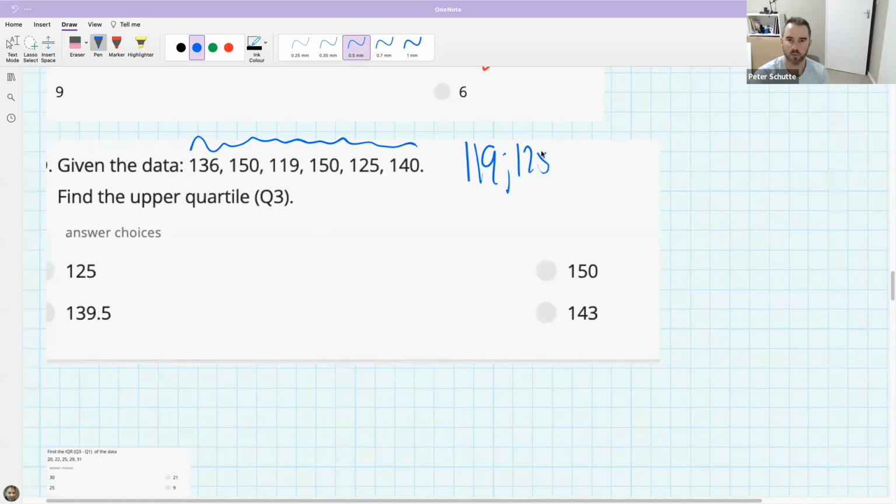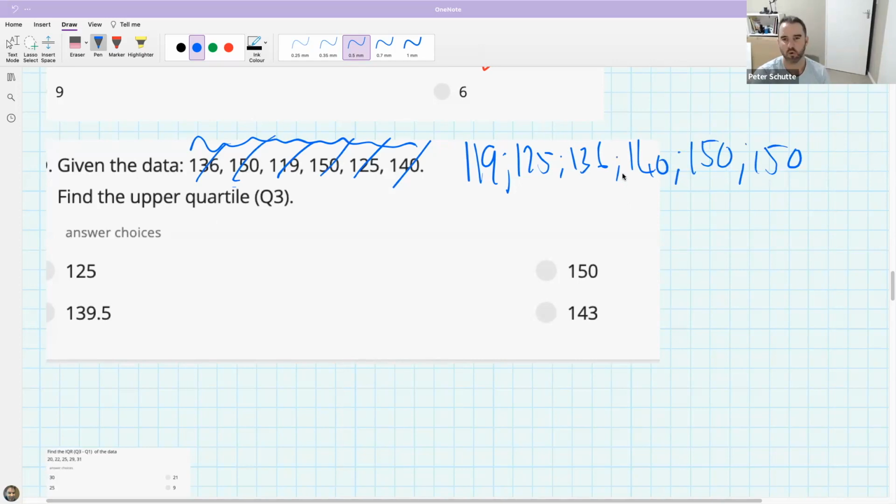119, then 12. So let's make sure. I like crossing out so I don't forget. 136, 140, 150, 150. So that is the order I really want. I can see that there are 6 items, and now I can begin doing the position calculation, and then after that, I will find what Q3 is.